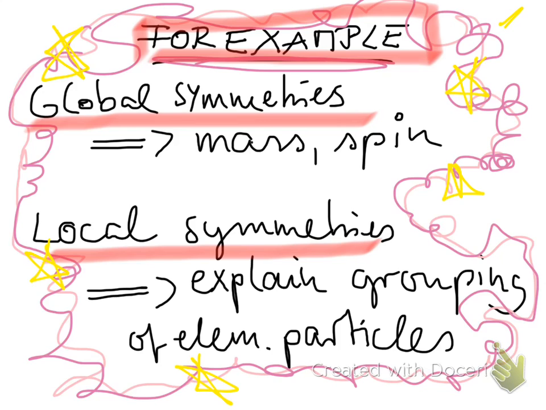Local symmetries explain a lot of the grouping of elementary particles, so they seem to come in groups where the specific values that their properties take are somehow related, and we find that these are just the local symmetries, the symmetries in the internal degrees of freedom, that lead to that grouping of elementary particles.